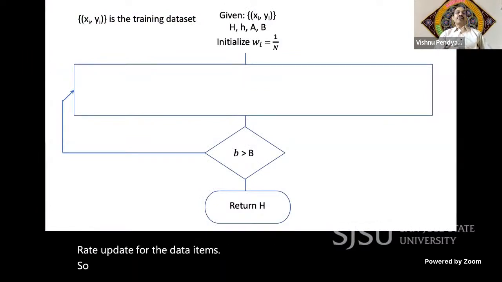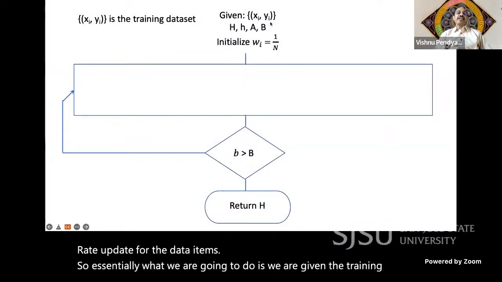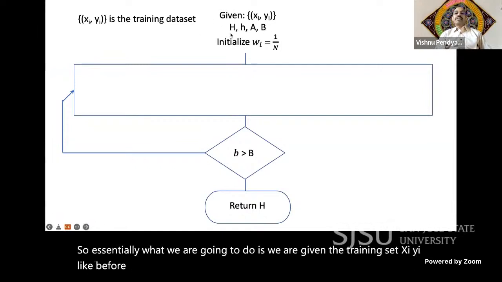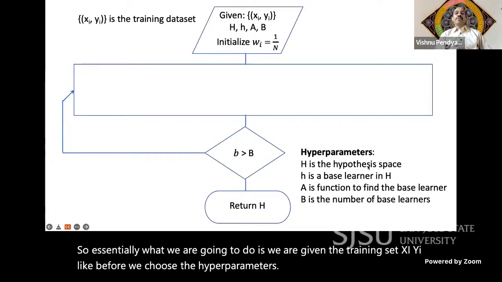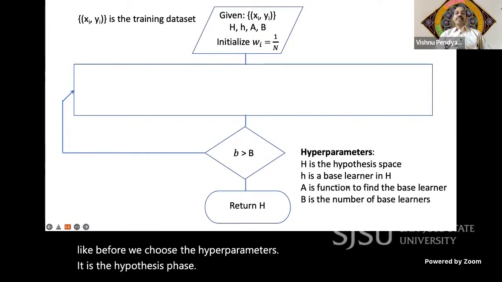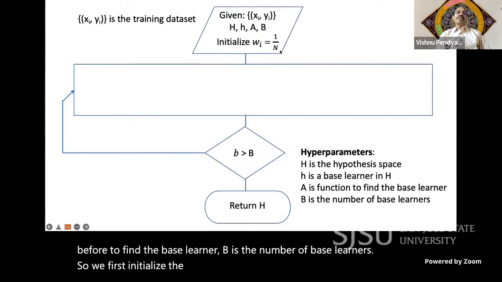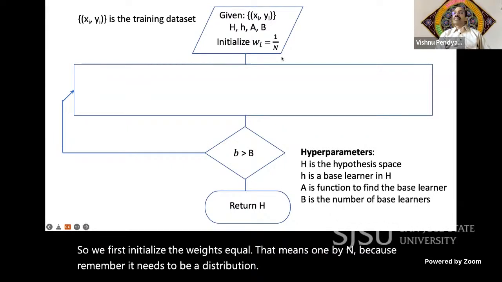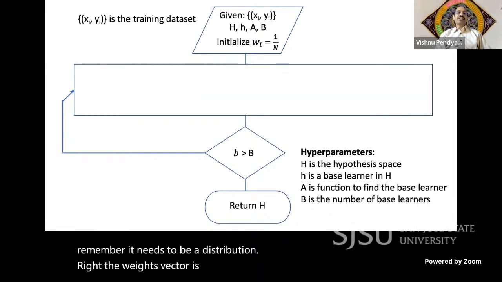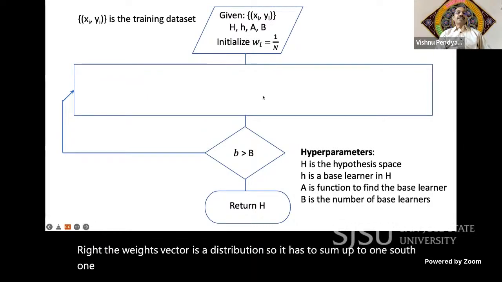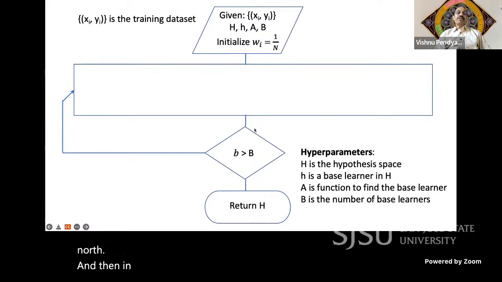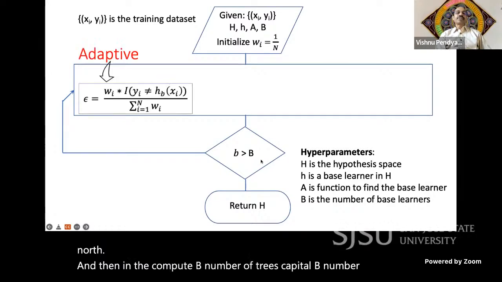So essentially what we are going to do is, we are given the training set xi, yi like before. We choose the hyperparameters. H is the hypothesis space. Small h is a base learner in the hypothesis space. A is a function like before to find the base learner. B is the number of base learners. So we first initialize the weights equal. That means 1 by n, because remember it needs to be a distribution, right? The weights vector is a distribution, so it has to sum up to 1. So 1 by n. And then we compute capital B number of trees.